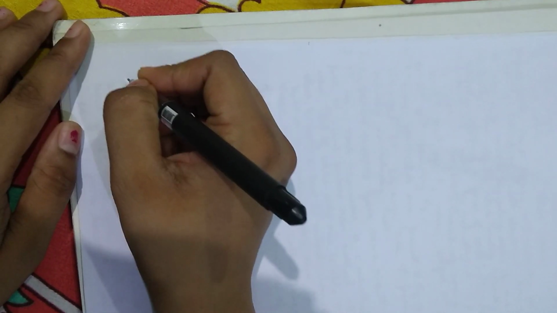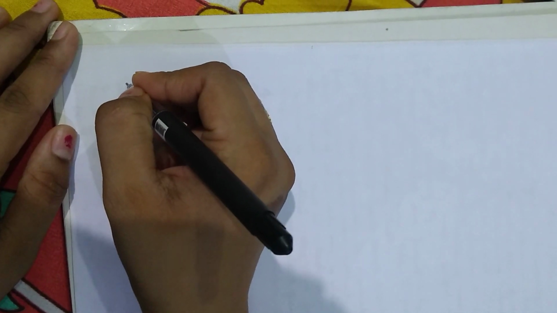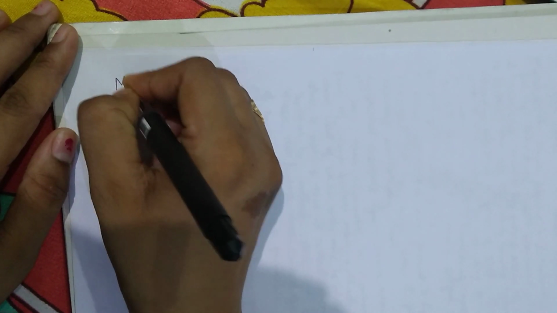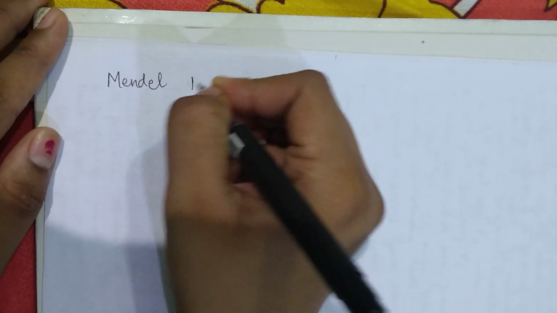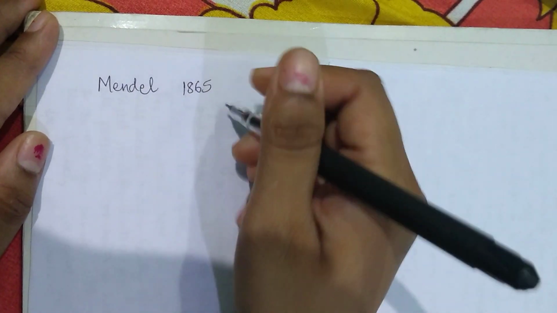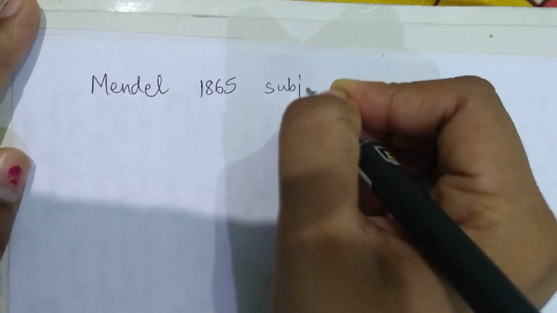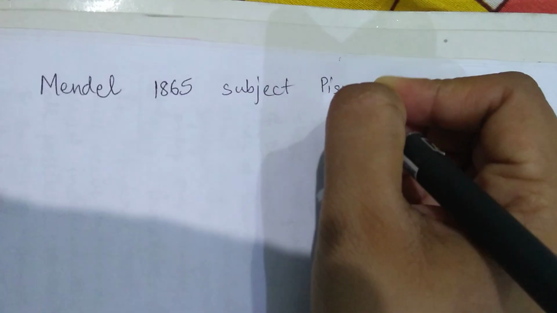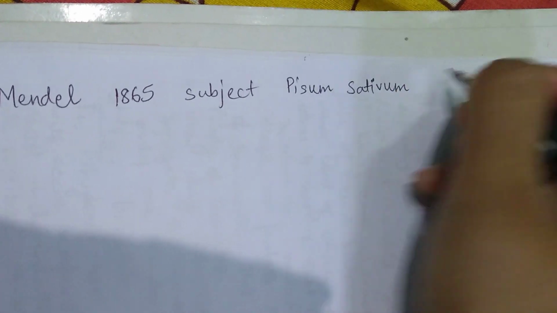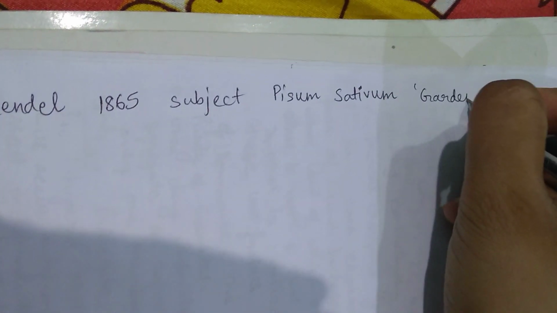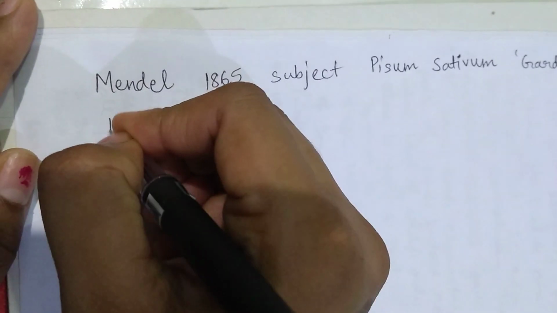Hello friends, today the topic which I am going to discuss is all about genetics. As you know, Mendel is known as the father of genetics, and he studied genetics in 1865. His work on genetics was on the subject organism Pisum sativum, which is called the pea plant, or garden pea. His experiments have given rise to a few laws of inheritance.